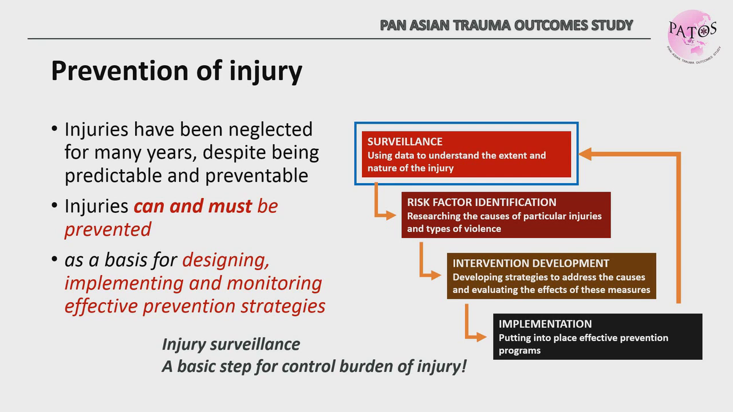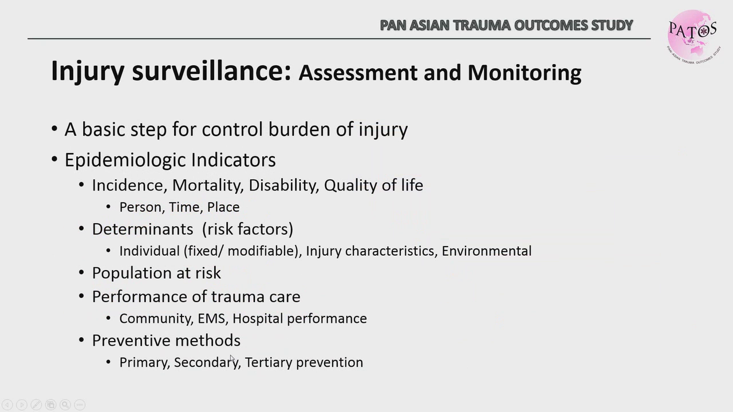However, before we develop prevention measures, we first need to assess the magnitude of injury, or the shape of the injury pyramid. This can be done through injury surveillance. Injury surveillance can be used to identify risk factors, develop interventions, implement them, and feed back the change into surveillance again. As we saw in the previous slide, injury surveillance is a basic step for controlling the burden of injury.